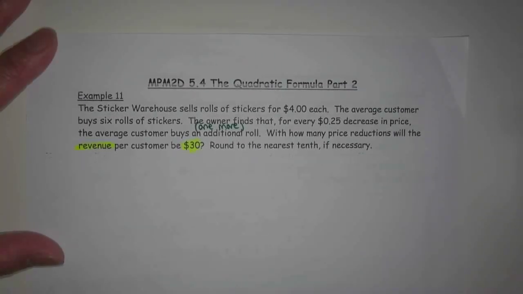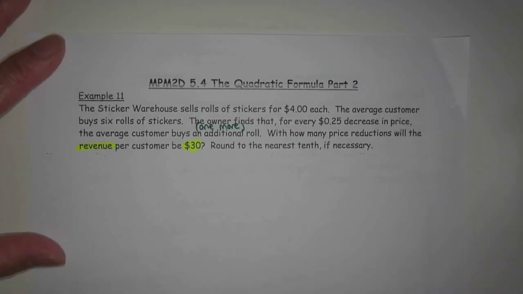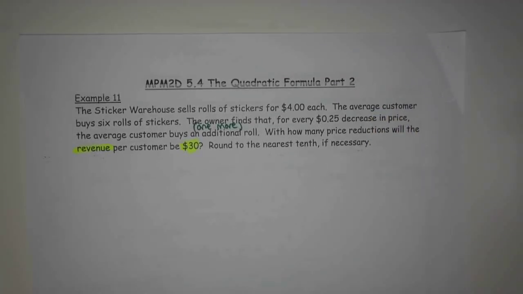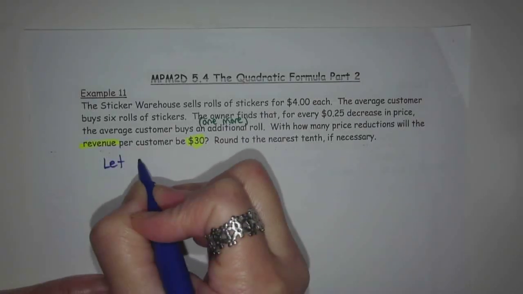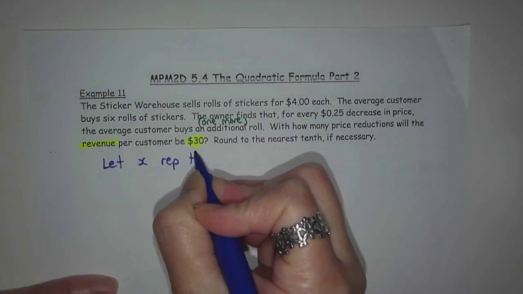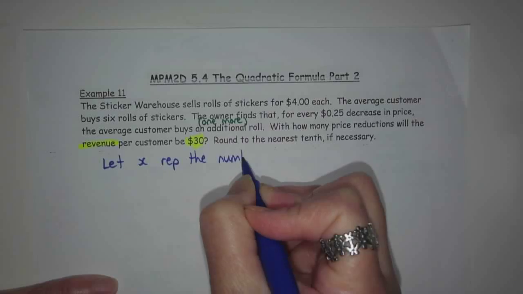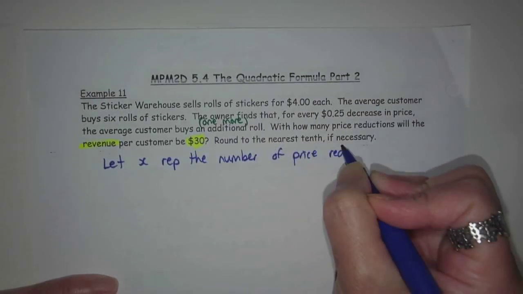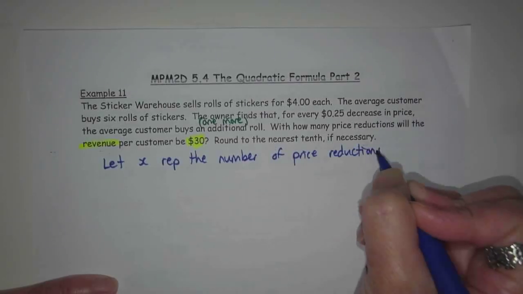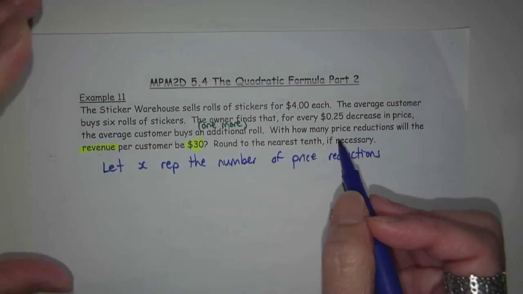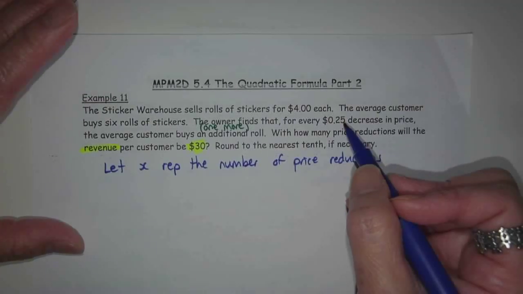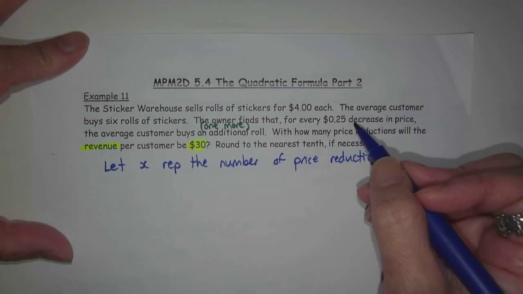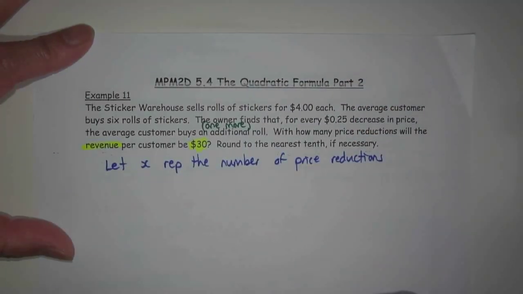So let's look at this one more time and try to figure out the two parts. So one part is how many. So let's do our let statement first. So let X represent the number of price reductions. So this is how many times you are going to do this sale. So basically it's like, I'm doing a sale, 25-cent decrease. How many times should you do this sale? 2 times, 3 times, 4 times, until you get the price reduced how much.